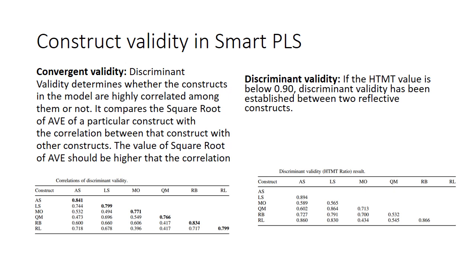Simple. The discriminant validity is showing the discrimination. If the HTMT value is below 0.9, discriminant validity has been established between two reflective constructs. It means HTMT ratio below 0.9. So you see variable AS to variable AS must be 1. The variable LS to variable LS must be 1. But with others, its correlation must be less than 1, or less than 0.9. 0.9 is the threshold. You might have been wondering why these values are not here, because this is the mirror image.